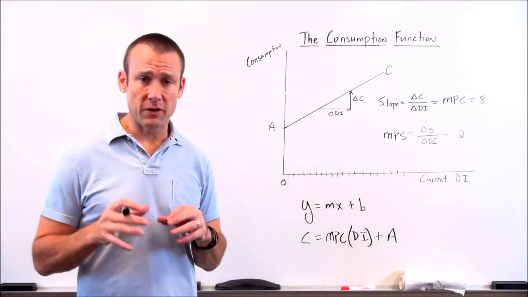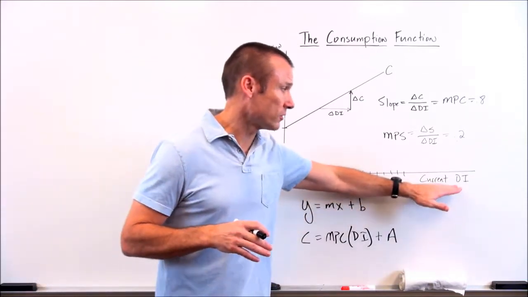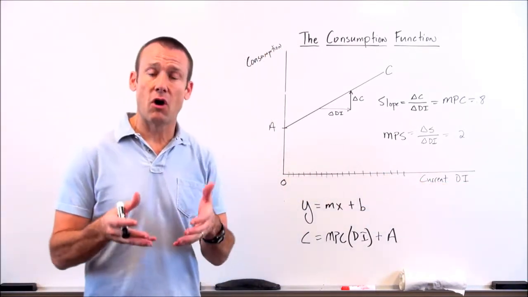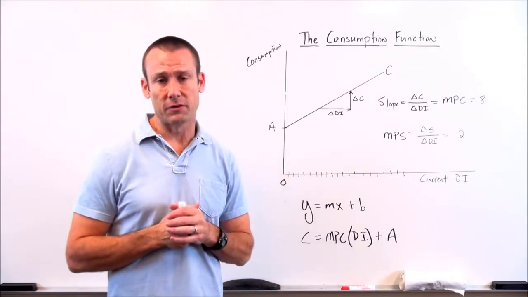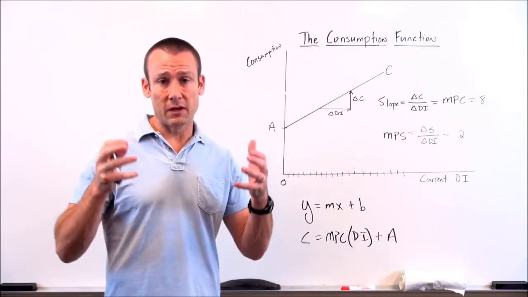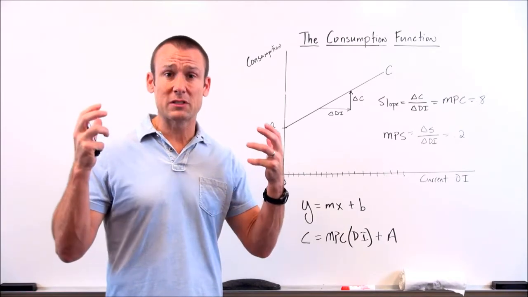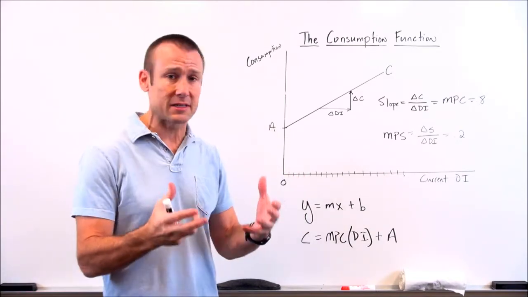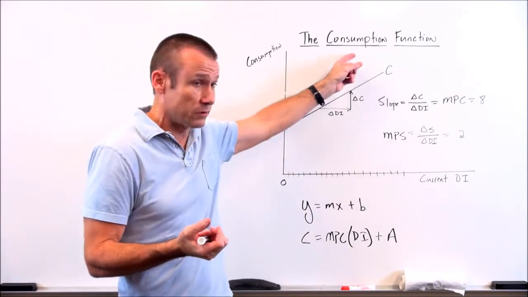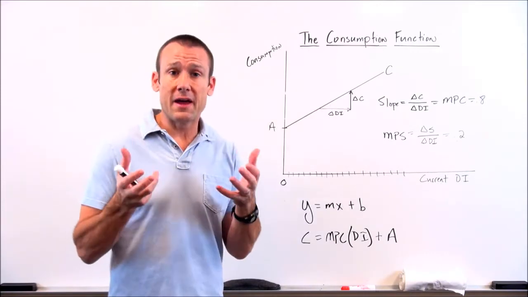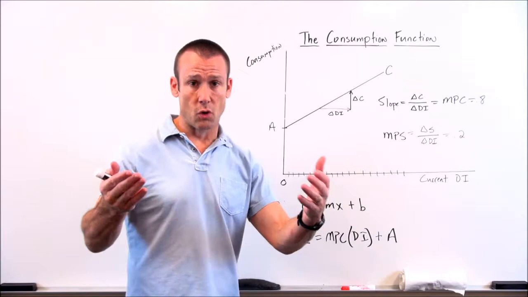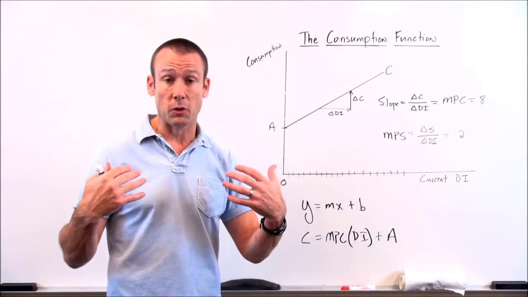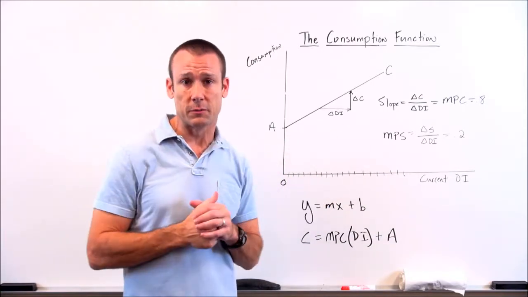Let's recap for a second. Why do we put current disposable income on the graph called the consumption function? Because it's the number one thing that determines consumption. Usually what we do in economics is we say, what's the number one thing that affects that thing that we want to know about, which is consumption? And for this particular case, that is current disposable income. Your amount of current disposable income is the number one thing that determines consumption.